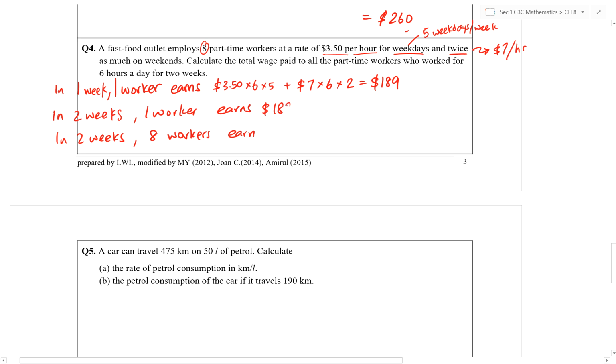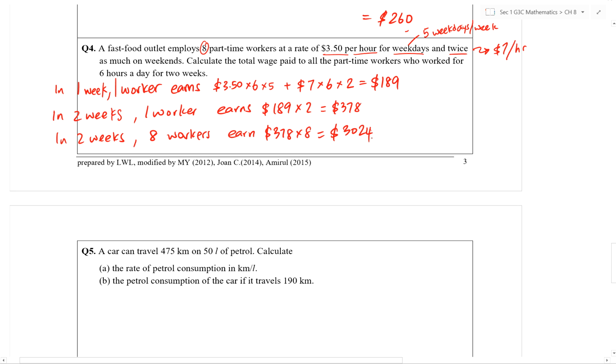189 times 2, $378. So if we have 8 people, multiply this by 8 to arrive at the answer of 3024.